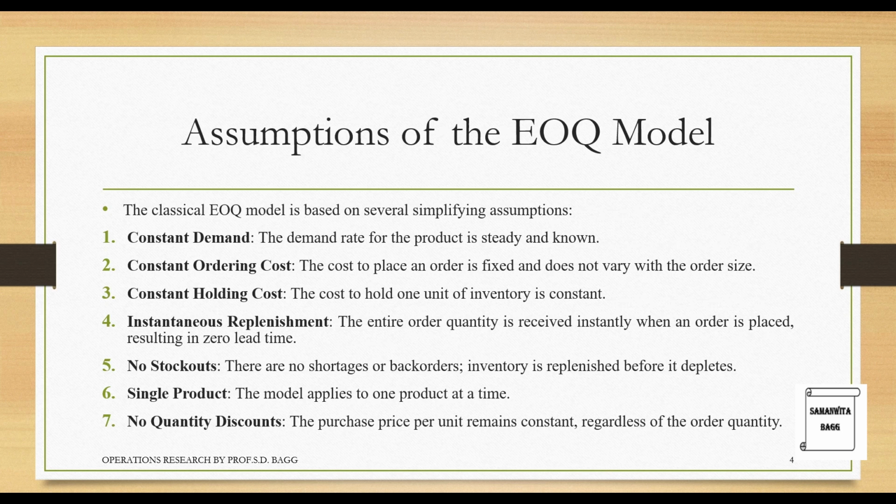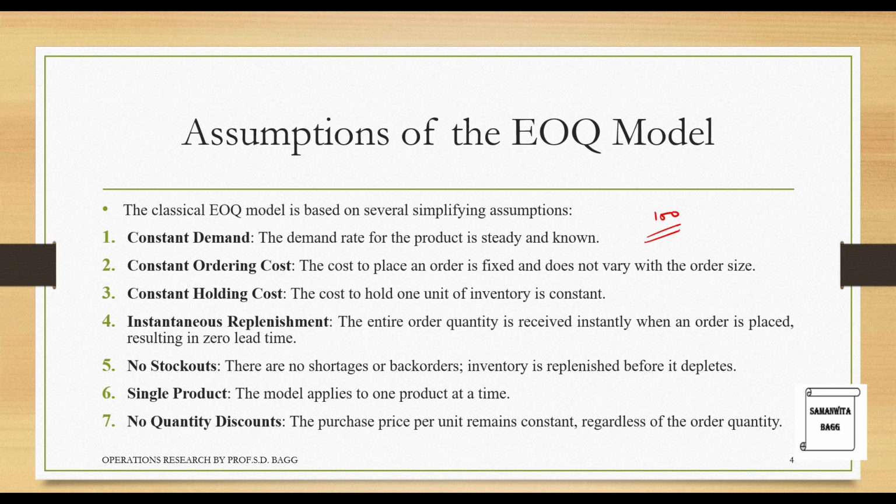Assumptions of the EOQ model. The classical EOQ model is based on several simplifying assumptions. The first one is constant demand. The demand rate for the product is steady and known. So say for a period of a year, every time you have to place a demand for the product, say you place a constant demand of 100 in quantity of a raw material.